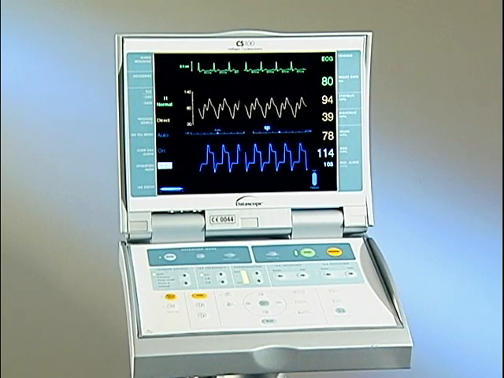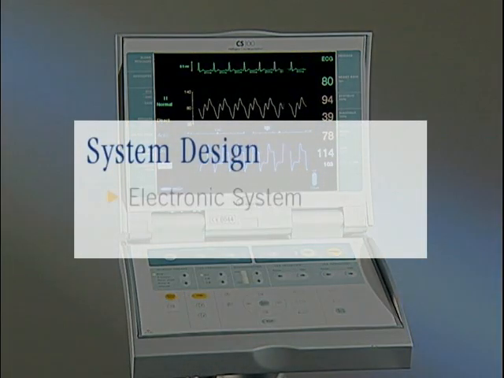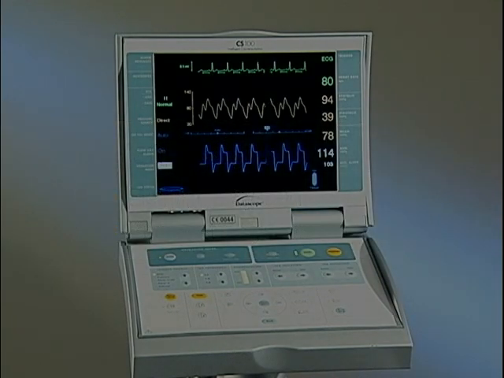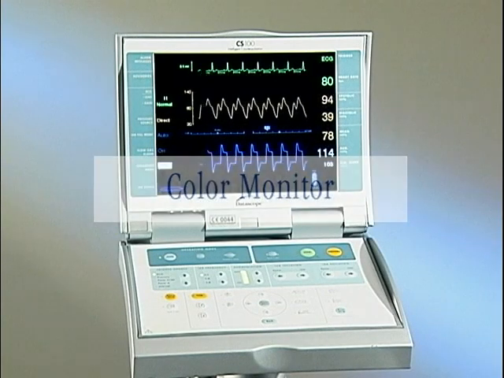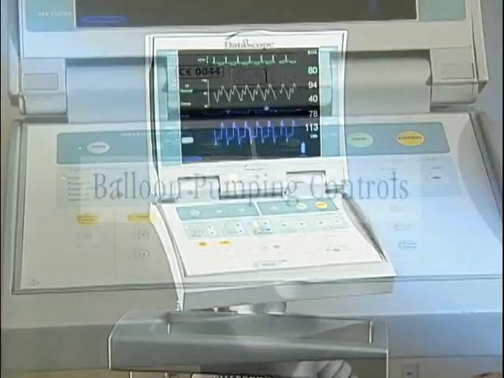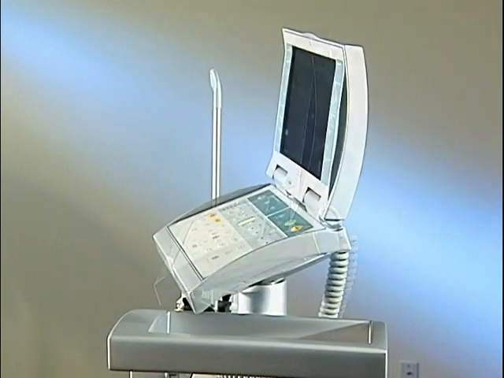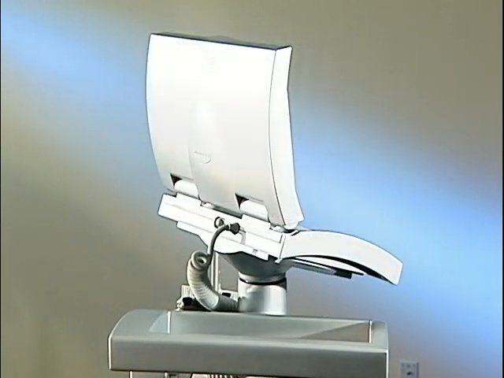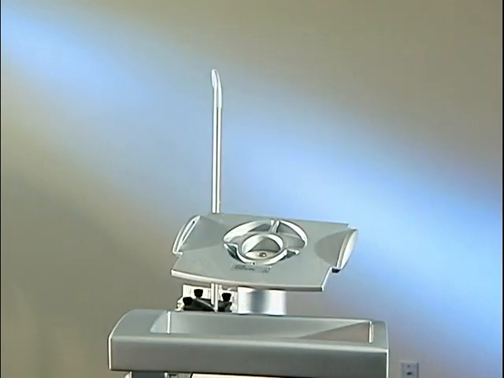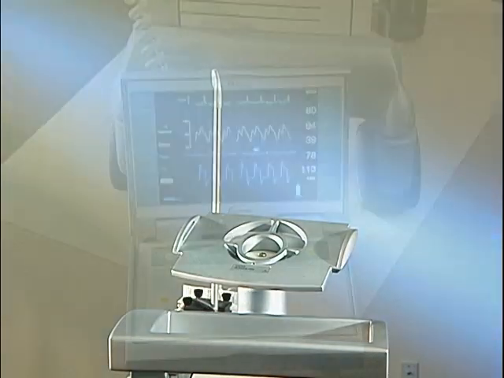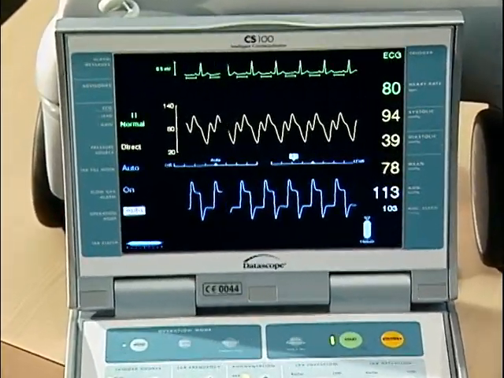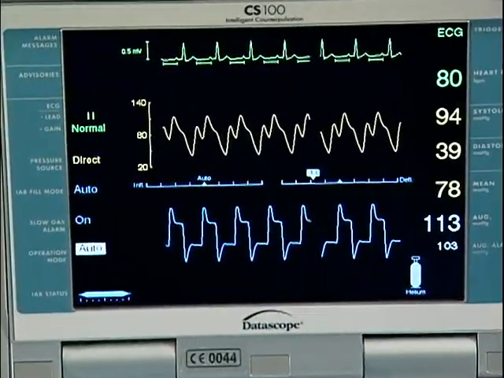The system can be divided into two subsystems, the electronic system and the pneumatic system. The electronic system consists of the color monitor and its controls, the dual-channel recorder, and the balloon pumping controls. Providing maximum flexibility, the monitor module can be rotated and positioned for visibility from almost any angle, or even removed and mounted remotely. The monitor displays ECG and arterial pressure waveforms, as well as key pressures and essential data.